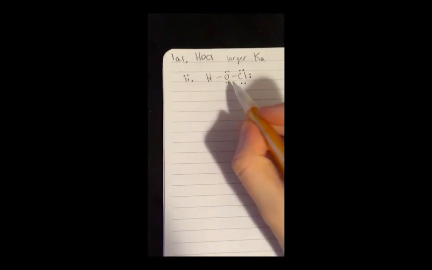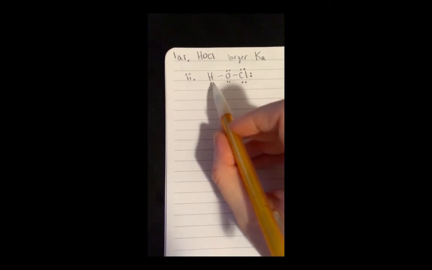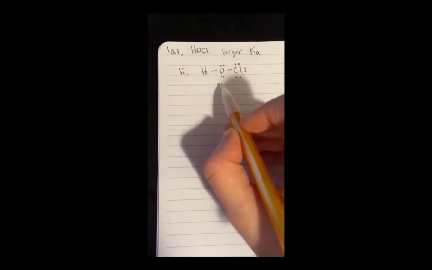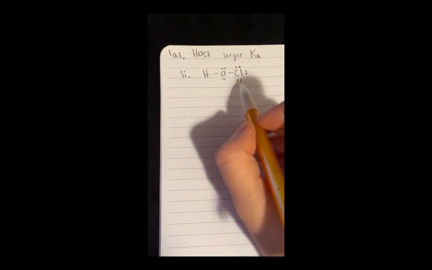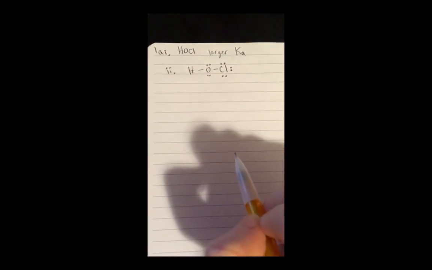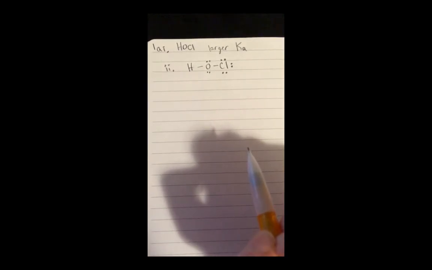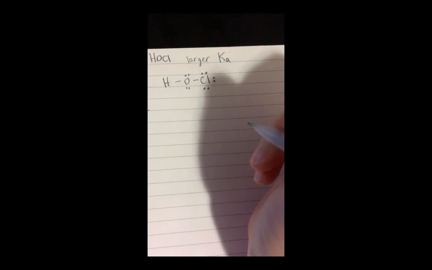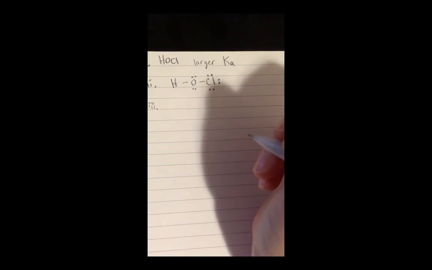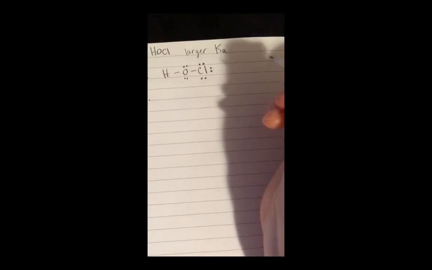And just to check, we can check that we're following the octet rule. For hydrogen, it's really the duet rule, right? Hydrogen has 2 electrons, oxygen has 2, 4, 6, 8, chlorine has 2, 4, 6, 8. So this molecule has both the correct number of electrons and it follows the octet rule. Good. In number 3, we're meant to predict whether HOI is a stronger or a weaker acid than HOCl.